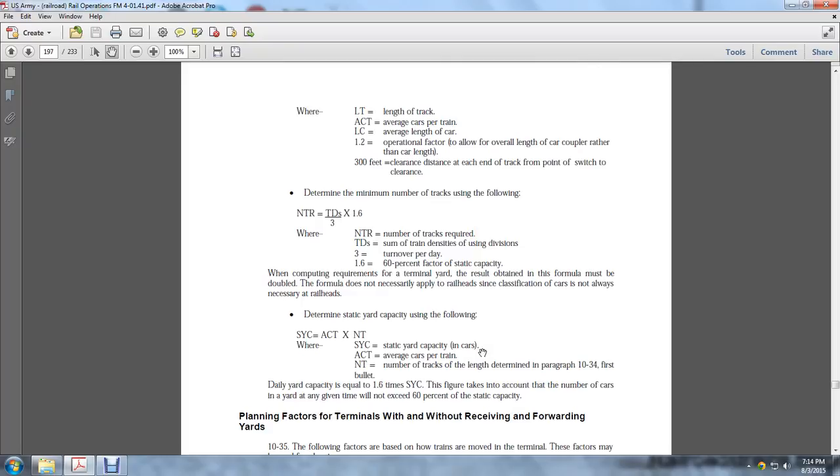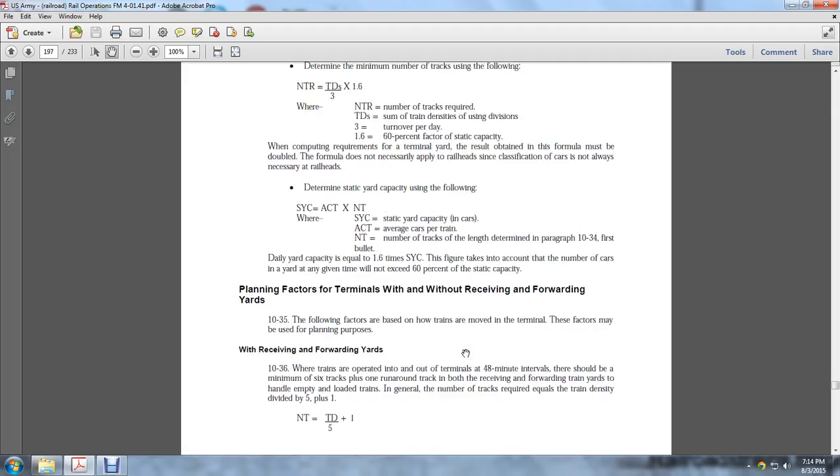Daily yard capacity is equal to 1.6 times the static yard capacity. The figure takes into account that the number of cars in the yard at any given time will not exceed 60% of the static capacity. Planning factors for the terminal with and without receiving and forwarding yards. The following factors are based on how the trains are moved in the terminal. The factors may be used for planning purposes.